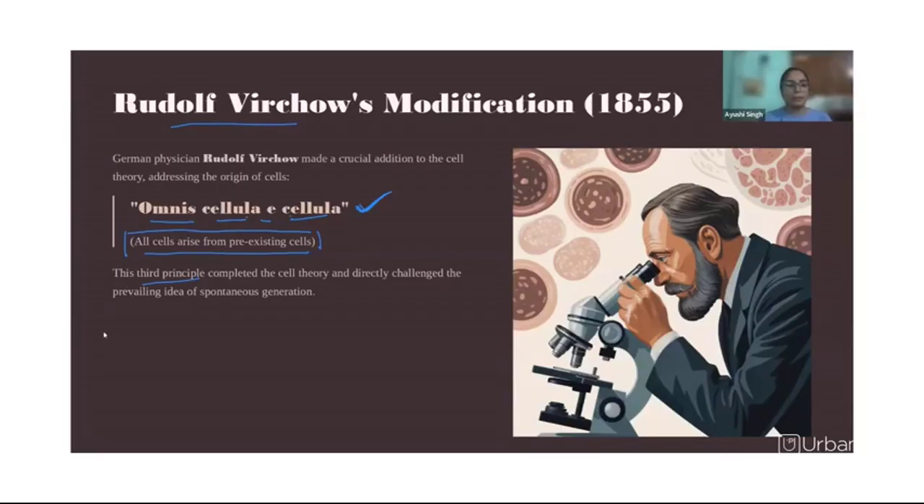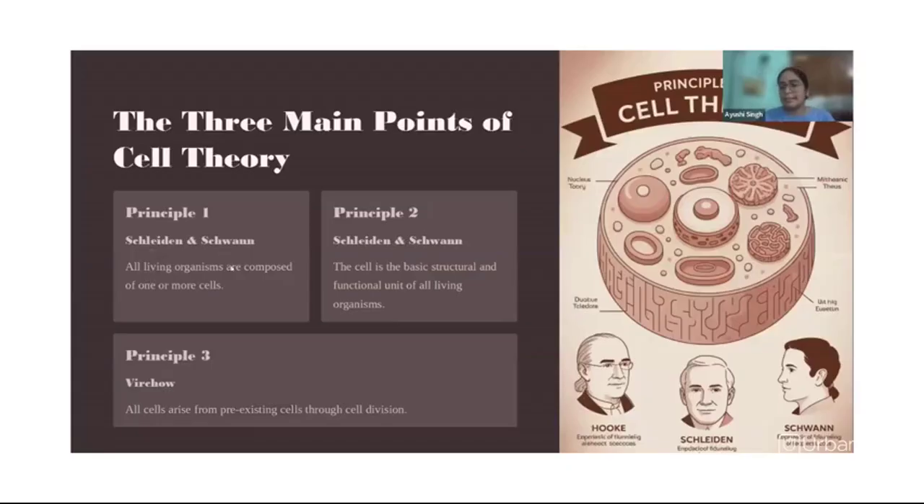So these were the three main principles of cell theory. The first principle was given by Schleiden and Schwann, that all living organisms are composed of one or more cells. So what do they mean by that? That even one cell can be a complete organism, because it can perform all the different functions.